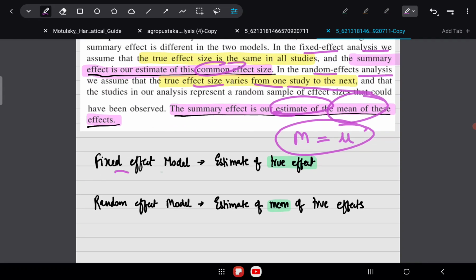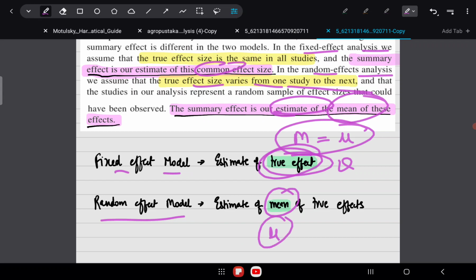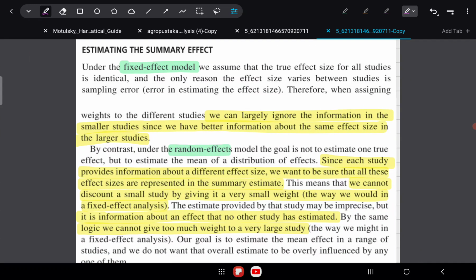So just remember, in fixed effect modeling, the summary effect is the estimate of the true effect, or theta. But in the case of random effect modeling, the summary effect is the estimate of the mean, or mu, of the thetas, theta 1 to theta n. So it is mu of true effects, the mean of true effects, the grand mean of true effects.